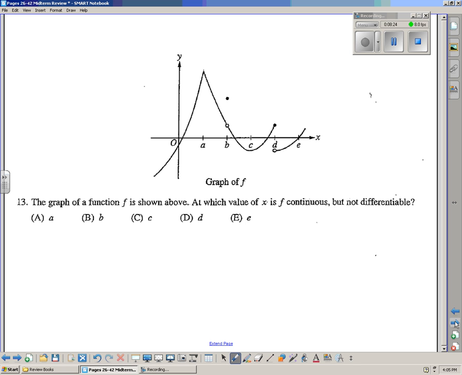Number 13, the graph of the function f is shown above. Where is f continuous but not differentiable? So continuous. At A, we are continuous, but we get a corner. So at A, we are continuous, but not differentiable. At B, we are not continuous because we have a hole. And at C, we are not continuous because we have a jump. So there is only one place where we are continuous, but not differentiable. Choice A.